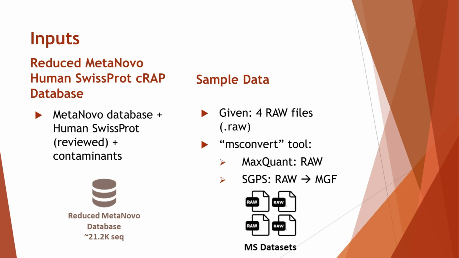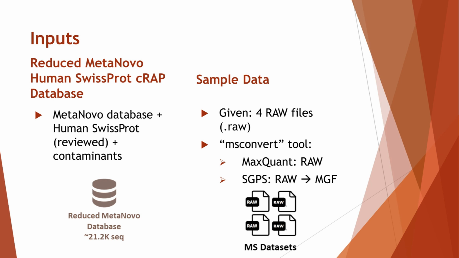We have also provided a file called Experimental Design. This file is specific to MaxQuant, and we will mention it again in a few slides. It essentially tells MaxQuant how to correctly organize and analyze the input mass spectrometry data.